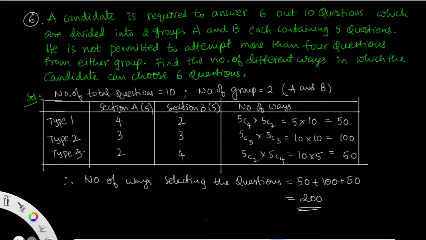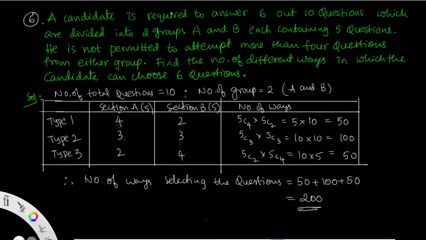Choose 6 questions, but in the 2 groups that are divided. So write a tabular form: number of total questions is 10, number of groups is 2, that is A and B. Section A, section B. Here write the number of ways. How many ways can you get? Type 1, type 2, type 3. Total choosing 6 questions, suppose we have taken section A as 4. Why? Because he is not permitted to attempt more than 4. So more than 4 means you should take fewer than 4. 4 ways, 3 ways, 2 ways.